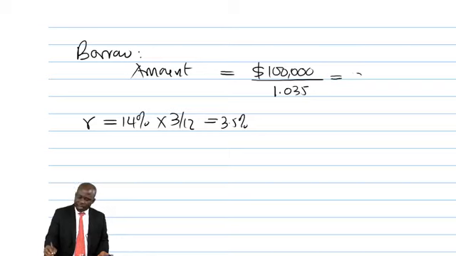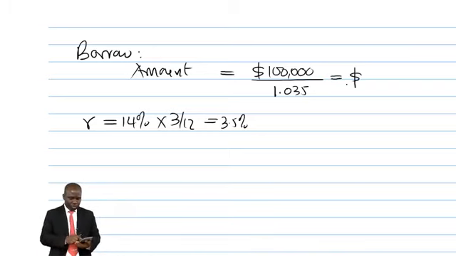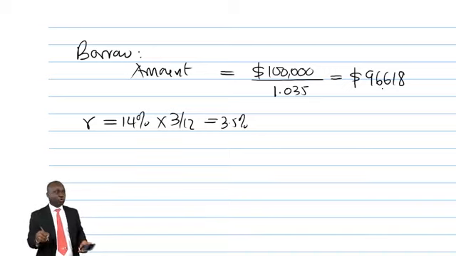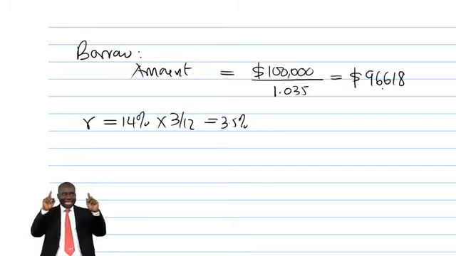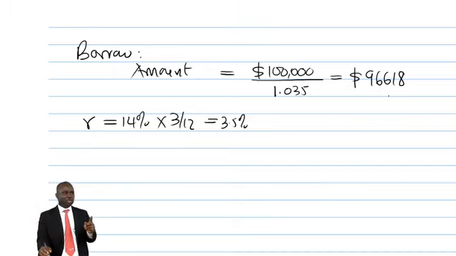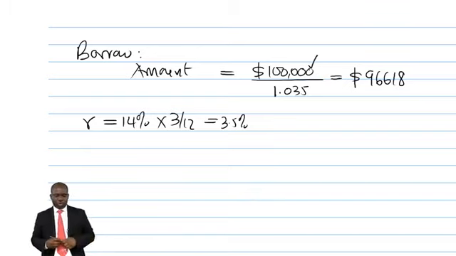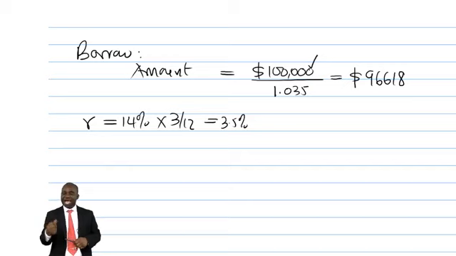And how much dollars can I borrow? So 123 divided by 1.035, and that is giving 96,618. It means I will borrow this money in dollars against me going to receive this 100,000.